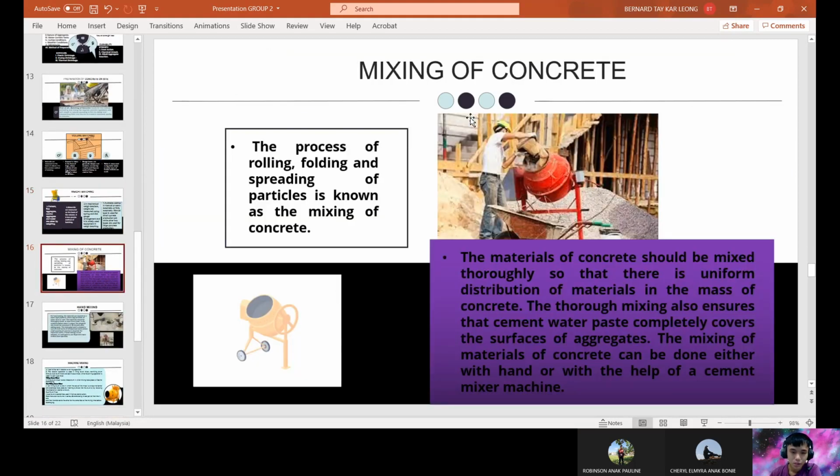Mixing of concrete. The process of rolling, folding, and spreading of particles is known as the mixing of concrete. The materials of concrete should be mixed thoroughly so that there is uniform distribution of materials in the mass of concrete. The mixing also ensures that the cement-water paste completely covers the surfaces of the aggregates. The mixing of materials of concrete can be done either by hand or with the help of a cement mixer machine.